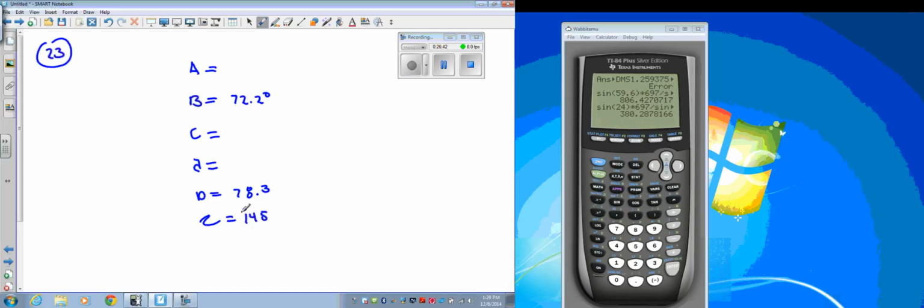Okay, the one that can possibly have two angles is going to be C, because that's the angle we don't know. This ratio is going to stay constant. So we'll do sine of C over C equals sine of B over B, because that gives us the stuff we know.